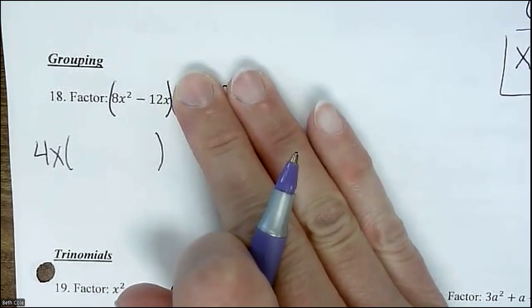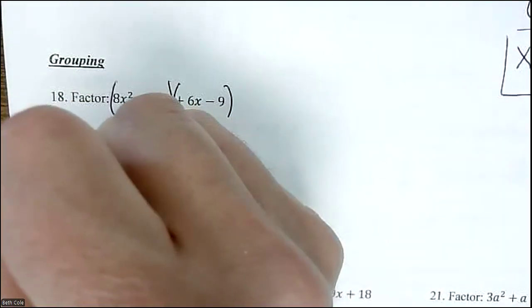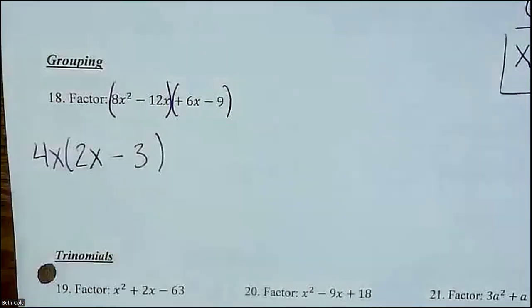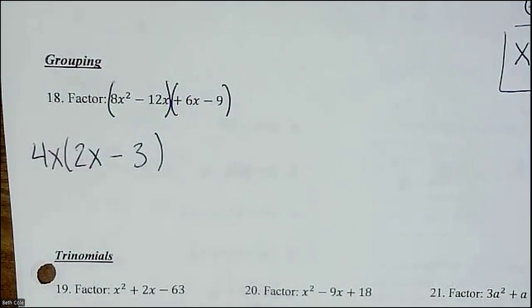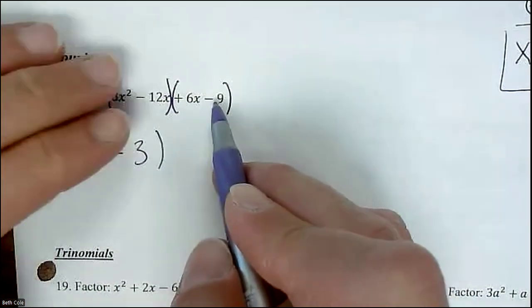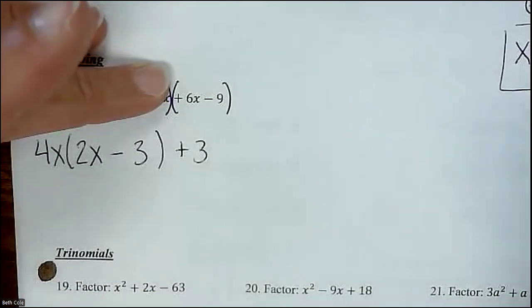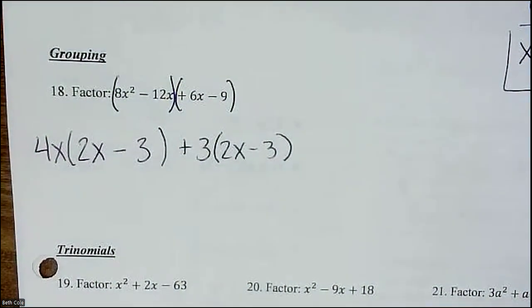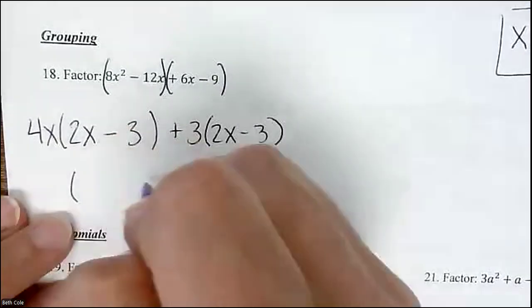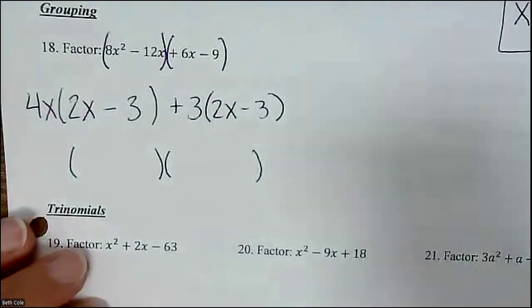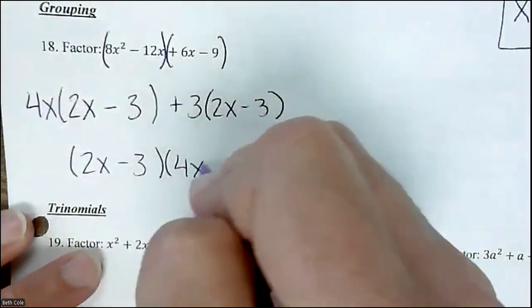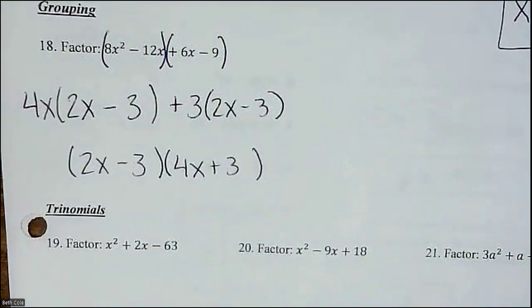So if you divide out 4x, that will leave you with 2x. Close. 3. Good job. Spoiler alert, there's going to be a 2x minus 3 in the next one. All right. What can you divide out of both? 3, specifically a positive 3. And you can work it out if you want, but it will be 2x minus 3. So your final answer, if you want to draw your 2 blank parentheses, one of them is going to be that 2x minus 3. And then the other one is the 4x plus 3. Nope, doesn't matter.